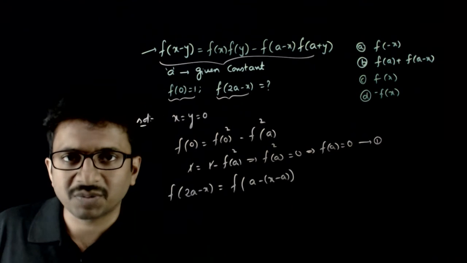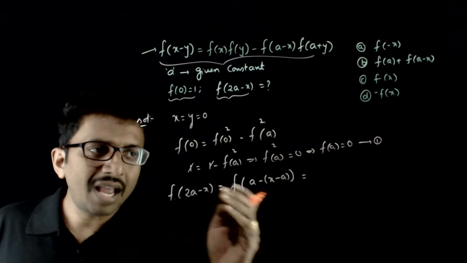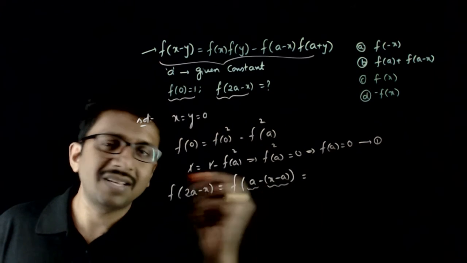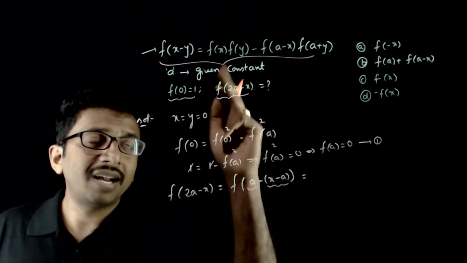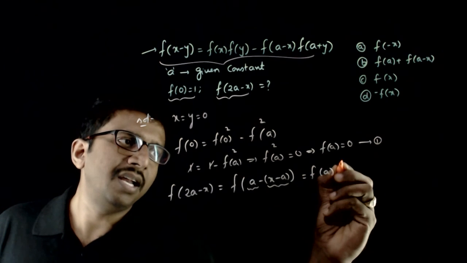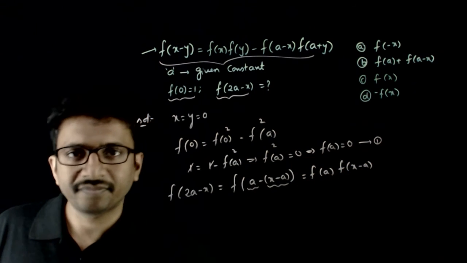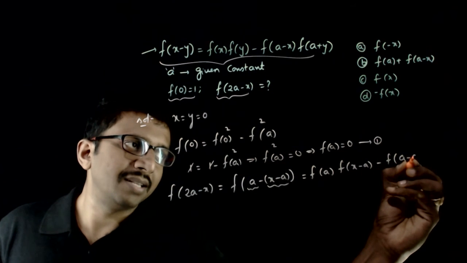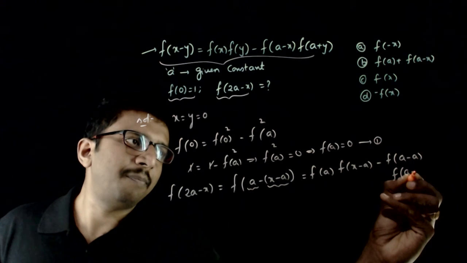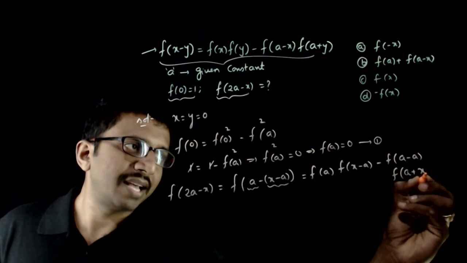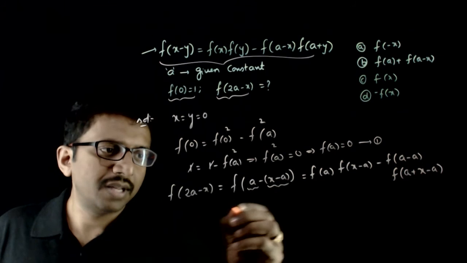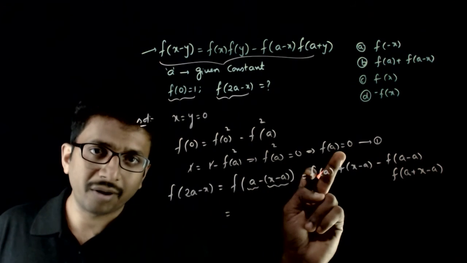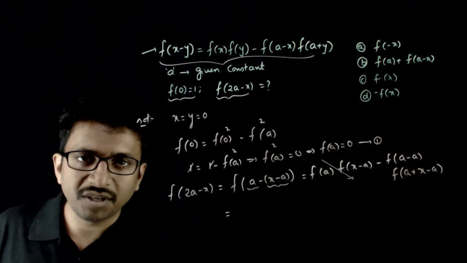So f of a minus of x minus a is equal to, according to the functional equation, in this case my a is x and x minus a is y. So how can I write this? f of a into f of x minus a, minus f of a minus x, that is a minus a, times f of a plus y, which is x minus a. So that is equal to, f of a is nothing but 0. You have already got this. So this completely becomes 0.